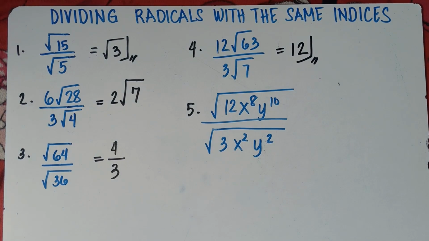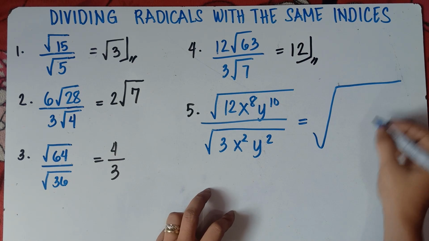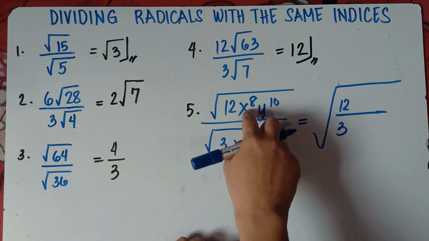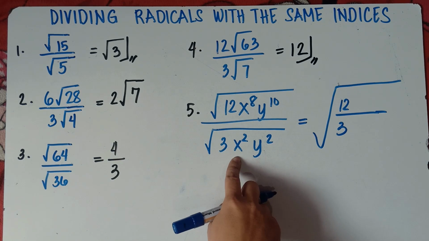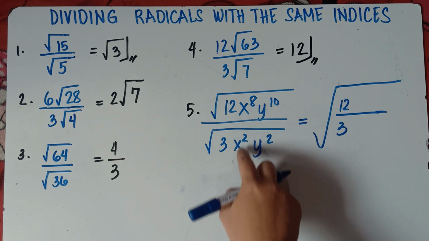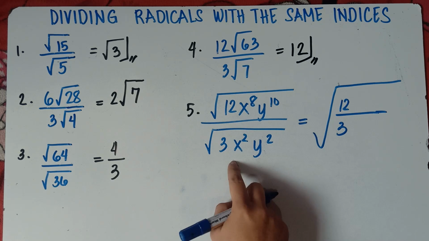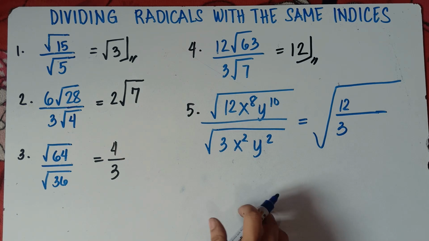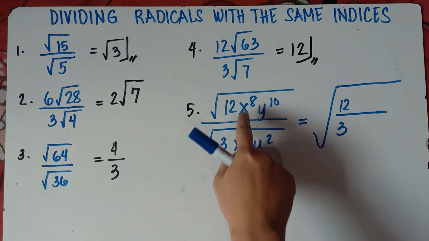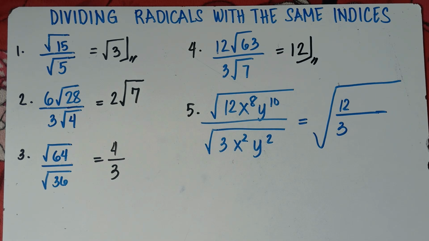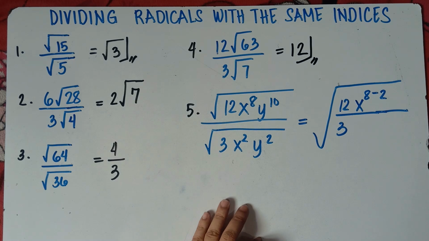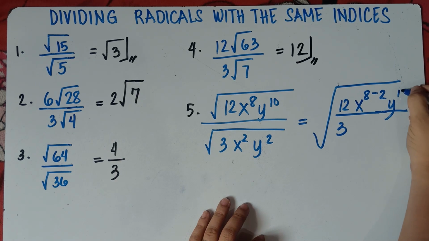Can we divide 12 by 3? Yep, we can actually divide 12 by 3. So we make this one as a whole. So that would be 12 divided by 3. And then for x, x raised to the power of 8 divided by x squared. You still remember, class, the laws of exponents? If we are dividing this one, same base, copy the base, then you will subtract the exponents. So this will be x raised to the power of 8 minus 2. And for y, that would be y raised to the power of 10 minus 2.